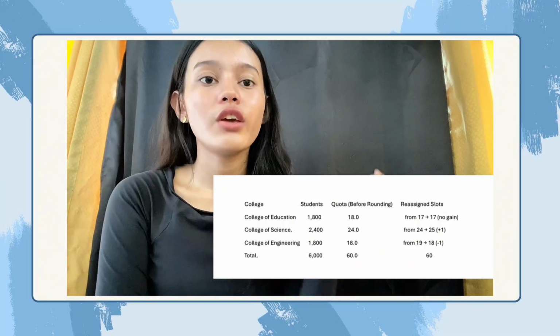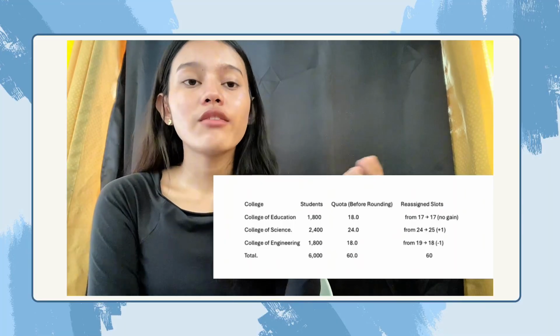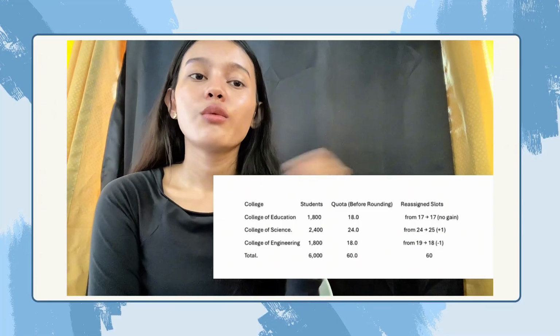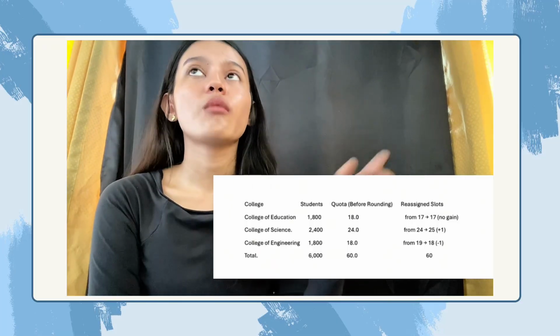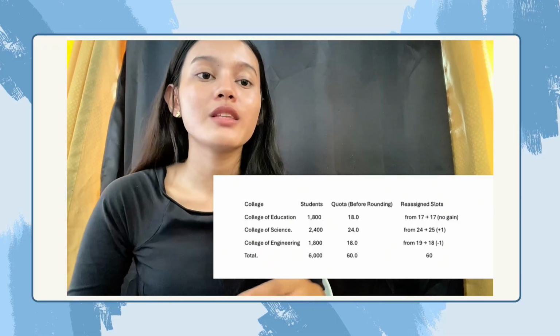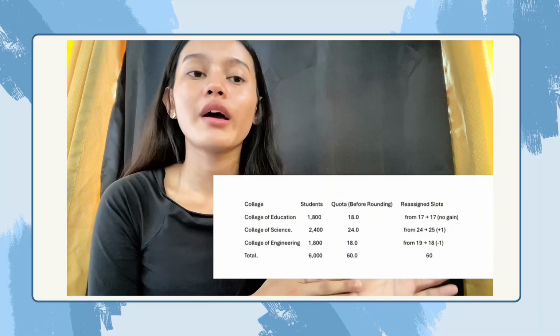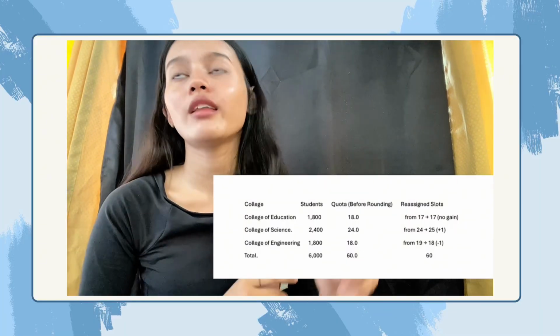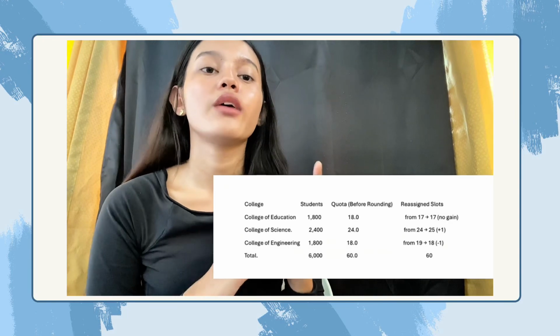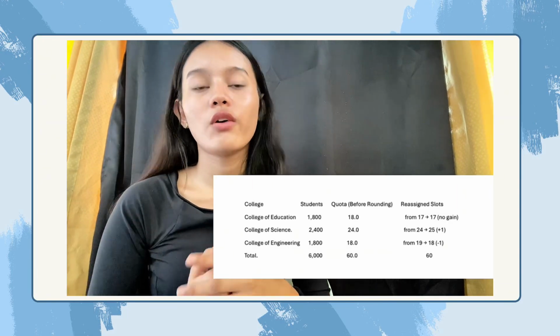For the College of Education, from 17 to 17, which means no gain. For the College of Sciences, from 24 to 25, it means that it increases by 1. And then for the College of Engineering, from 19 to 18, decreased by 1. And that's all for the solution.